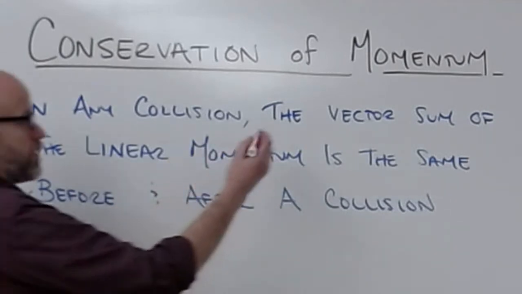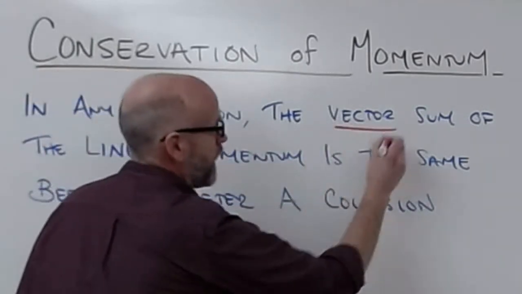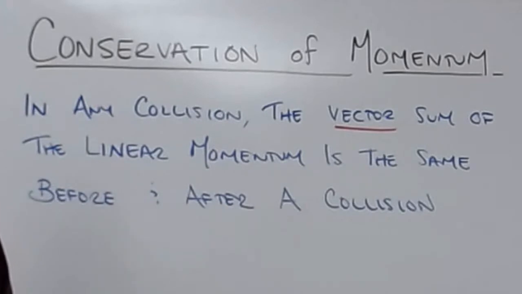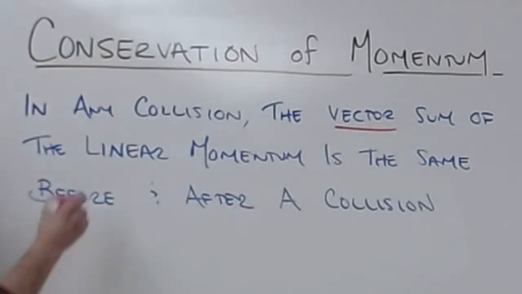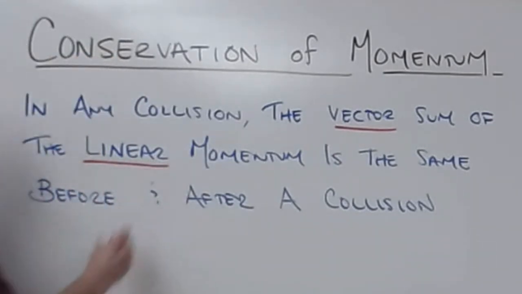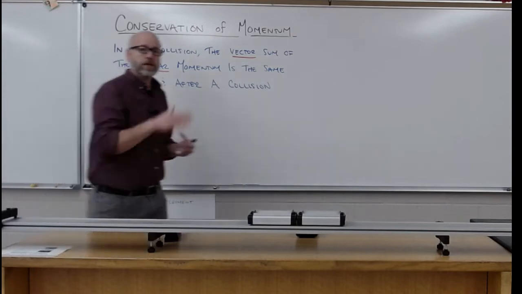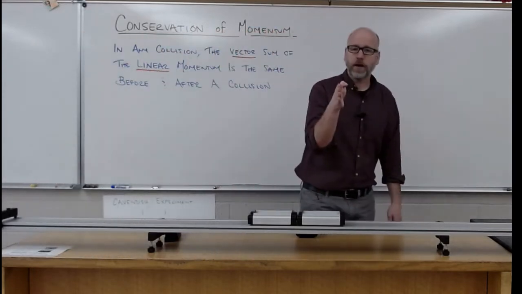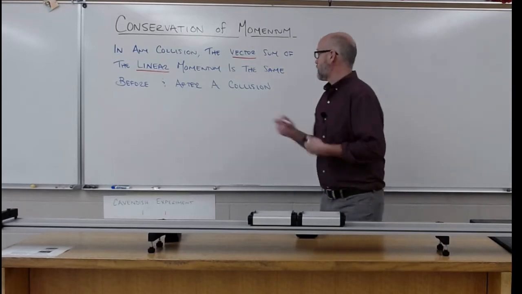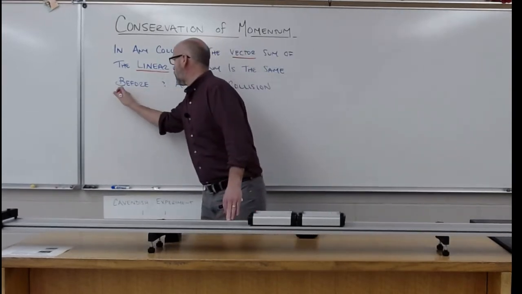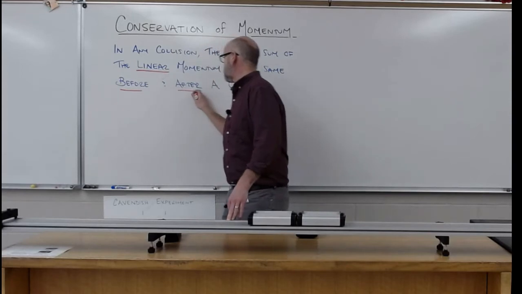Let me highlight a few key words here. You have to remember that momentum is a vector. So we have to take into consideration its direction every time. Next, we are looking at the linear momentum. In this case, the momentum of an object that is traveling in a straight line. And lastly, we're going to look at it before and after.